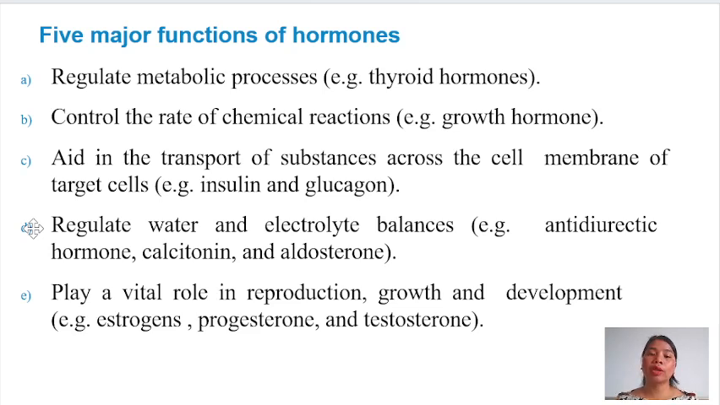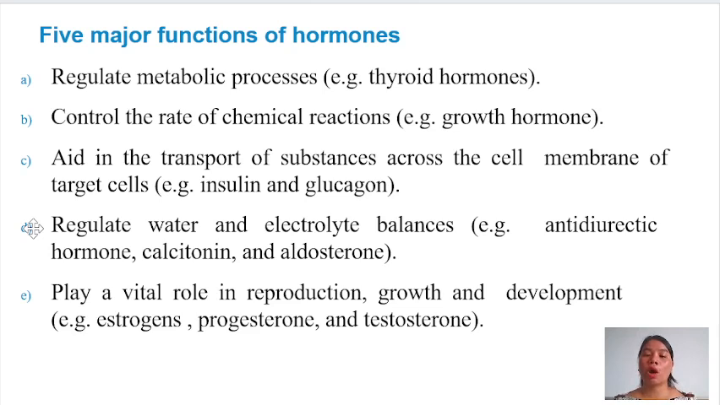Next is control the rate of chemical reactions. So a lot of chemical reactions are taking place in our body during various processes from childhood till adulthood. For example growth hormones. Growth hormone is one of the hormones which is responsible for the proper growth and development of a human being, of a person. Next one is it aids in the transport of substances across the cell membranes of the target cell, for example insulin and glucagon.